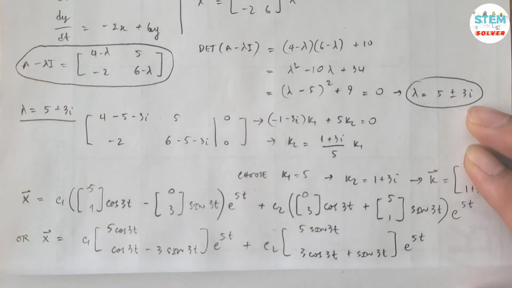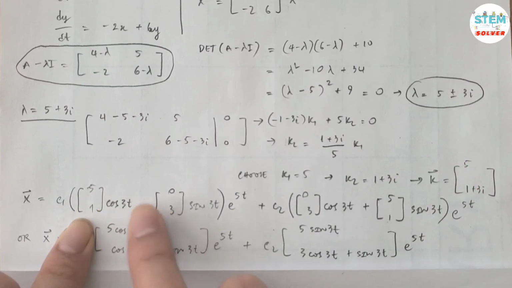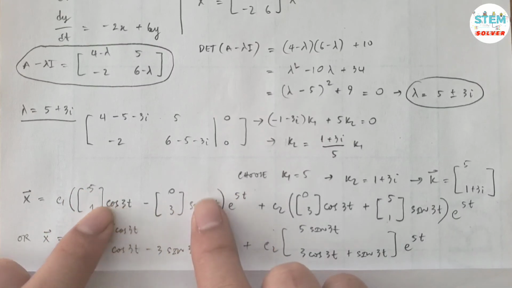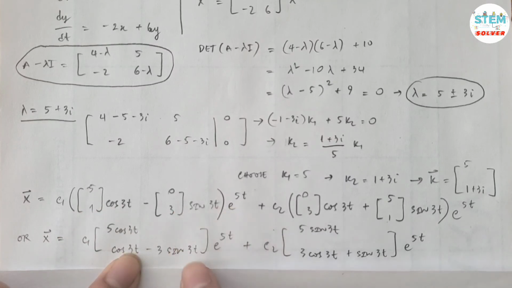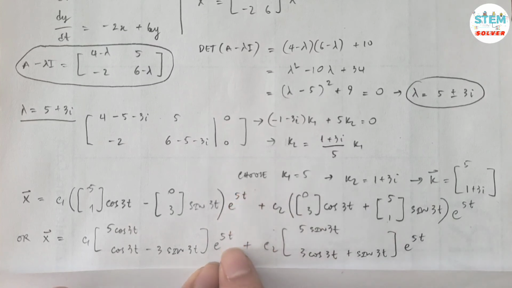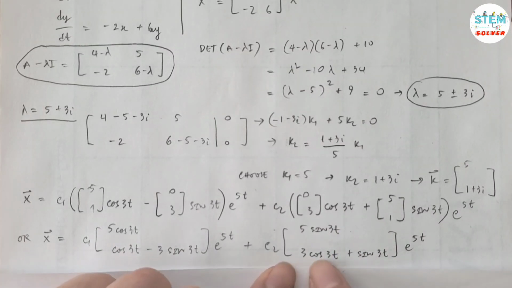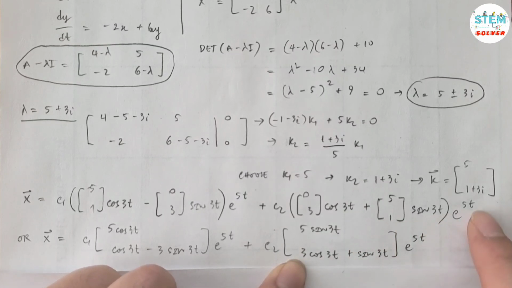How? Well, for this one, if you distribute this in, then add or subtract them together, that gives you this one. Let's see. If you multiply this vector by cosine 3t, that gives you 5 cosine 3t minus 0, which is this. 1 times cosine 3t is cosine 3t minus 3 times sine 3t. Okay, then multiply by e to the 5t. Similarly for this one, you have 0 plus 5 sine 3t. For this one you have 3 times cosine 3t plus sine 3t. Okay, and then multiply by e to the 5t.